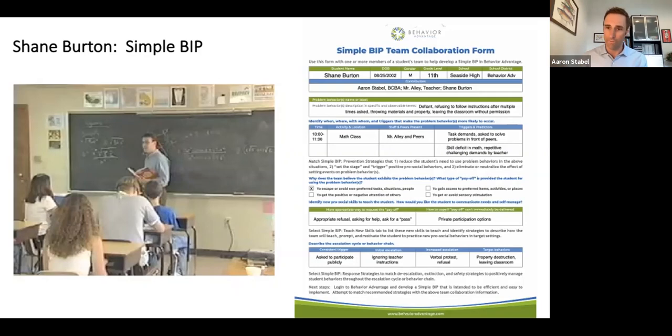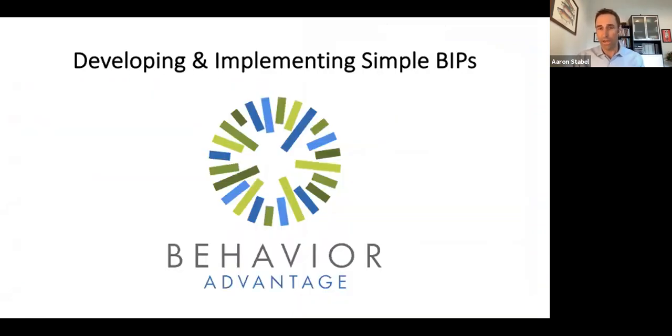Maybe we could explore some private participation options. And this is all just a discussion with Mr. Alley around what he would be open to and trying to get him to understand where Shane might be coming from, and assessing context and function. And then they also mapped out how he escalates. So they bring that to us. Okay, so we have this form here that we're looking at, and we have a good sense of what's driving Shane's behaviors. So at this point, what we might do is pull up Behavior Advantage.